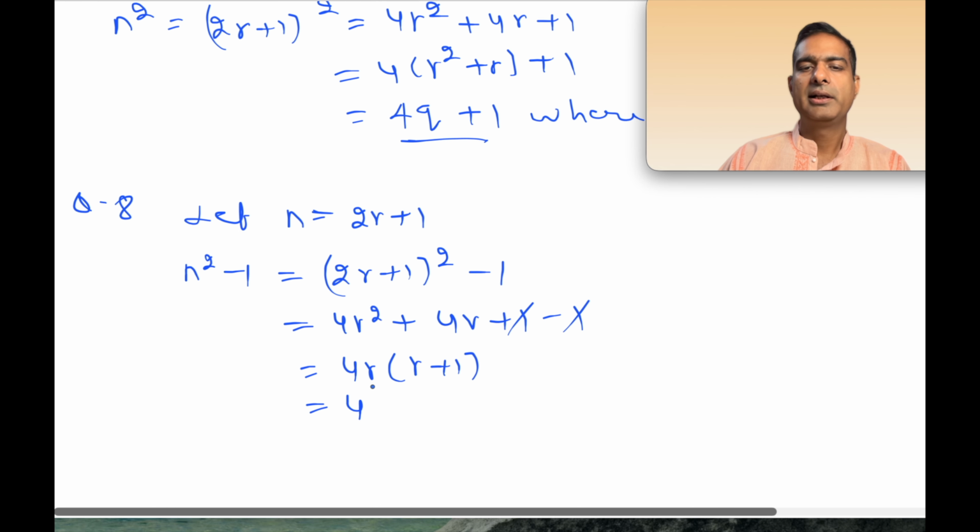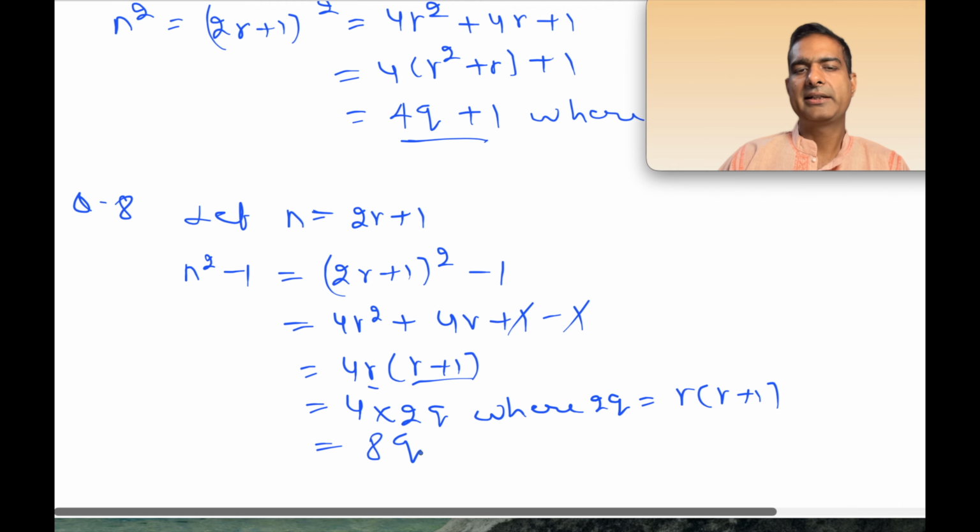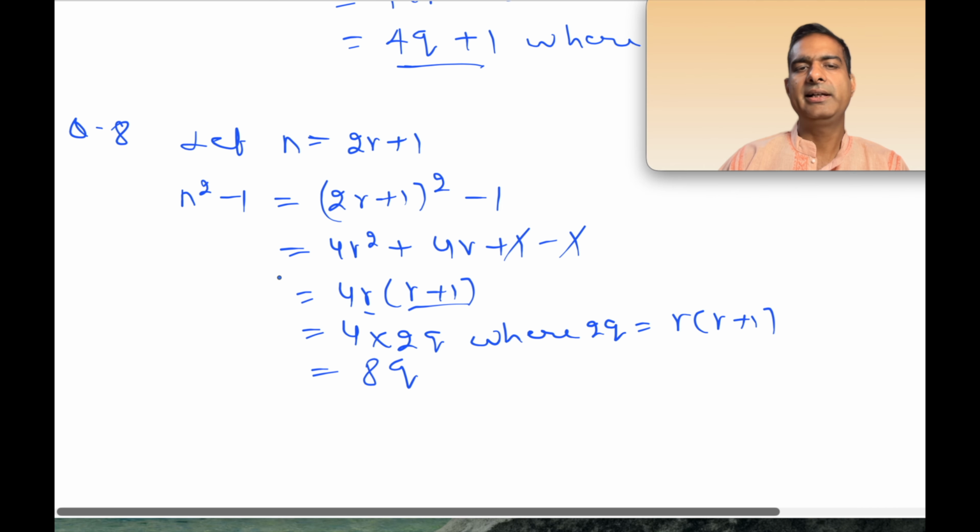Now 4 and r times r plus 1, where r times r plus 1 is a product of two consecutive integers, and we know that the product of two consecutive integers is always a multiple of 2. So we can write it as 2q, where 2q is equal to r times r plus 1. So it will be 8 times q. So from here we can say that n square minus 1 will always be a multiple of 8. It means it will always be divisible by 8.